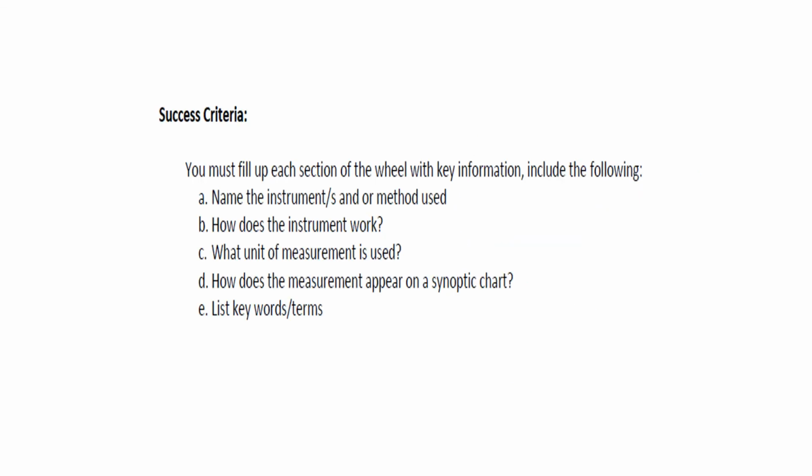sections. So in each section, you're going to name the instrument used to measure that particular type and/or the method used. You're going to explain or put down the keywords of how the instrument works itself, what the unit of the measurement is, and how the measurement appears on a chart. So instead of a synoptic chart, you're going to put in how it appears on a weather map, and put in all the keywords and terms that you've learned about each type of measurement.